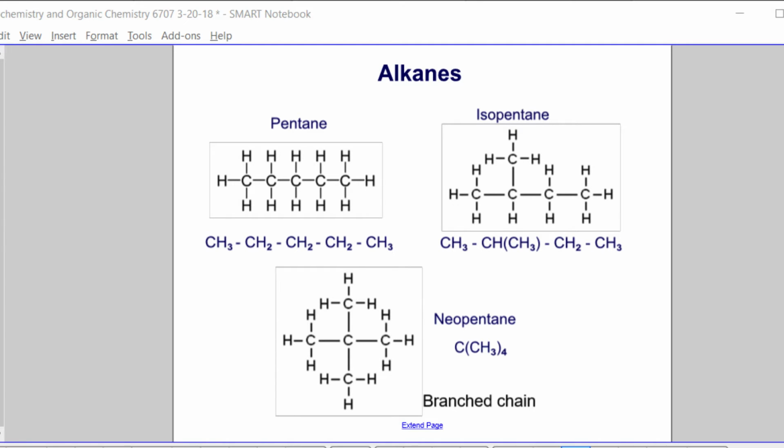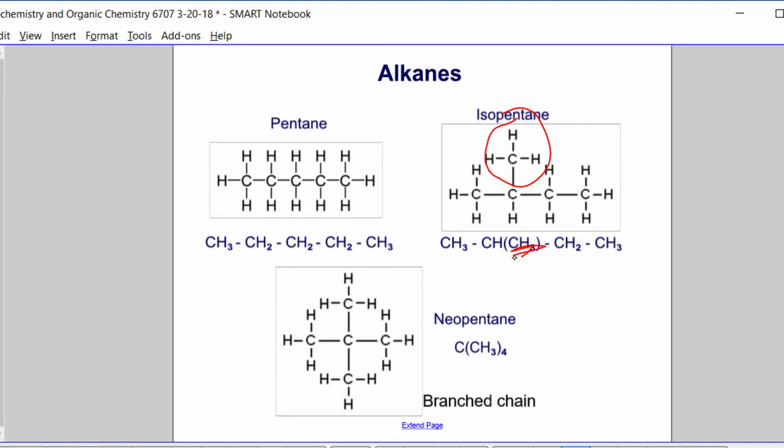So the first, just simple straight chain pentane, is 5 carbons all in a single chain. And you can see by this condensed formula that you have carbon after carbon in a straight line. Isopentane, you can see that you only have 4 carbons in the primary chain, and that attached to this carbon, you have a second carbon with 3 hydrogens. So there's that branch right there.